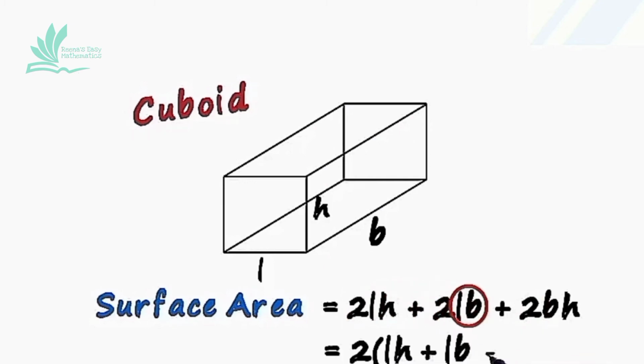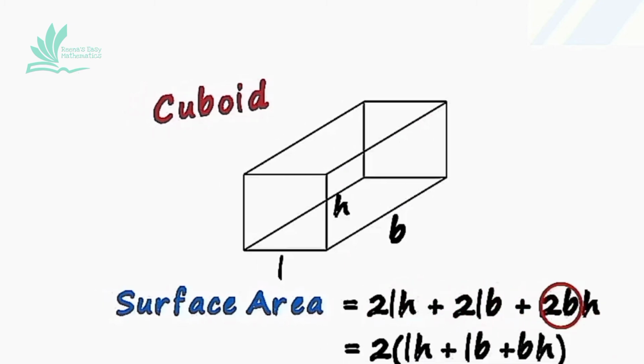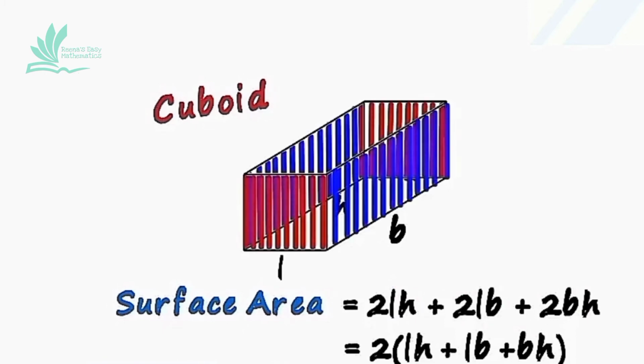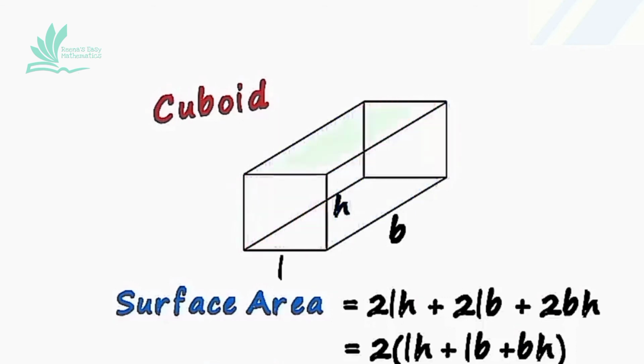Twice of (length into height plus length into breadth plus breadth into height). So we are having the area of all the surfaces of a cuboid, and we get the easiest formula: twice of (LH plus LB plus BH). You can easily derive this formula.